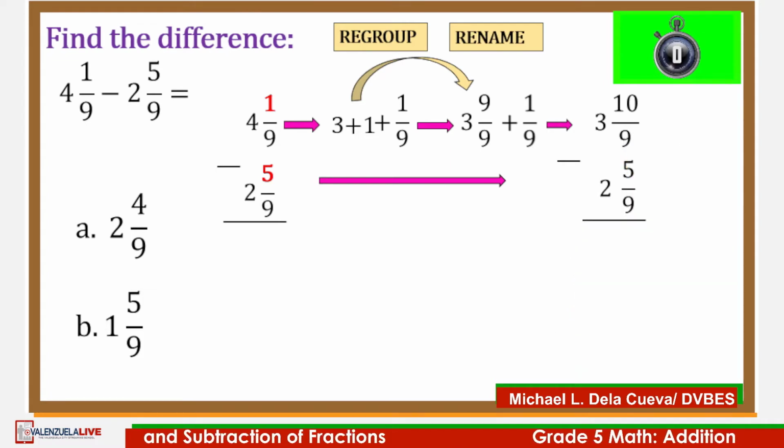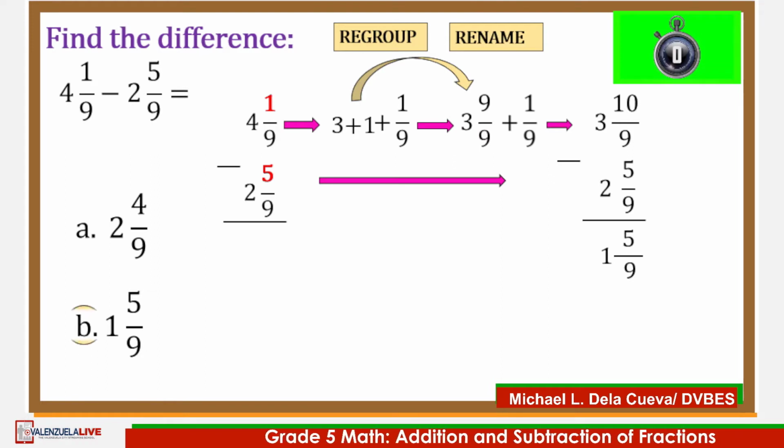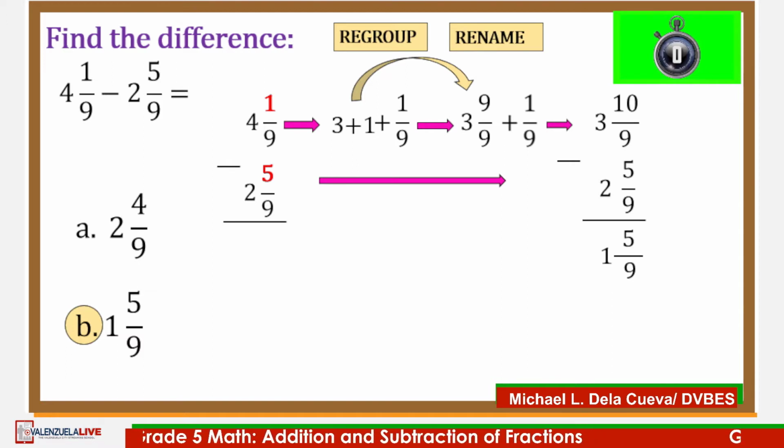10 minus 5 is equal to 5. Copy the common denominator 9. And then subtract the whole number. 3 minus 2 is equal to 1. So the answer is letter B. I hope that you got the correct answer.